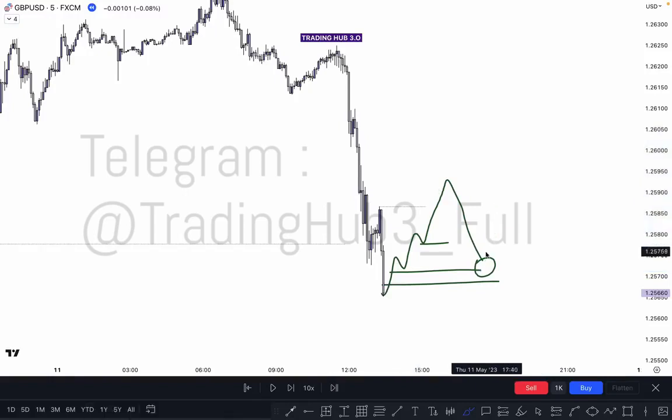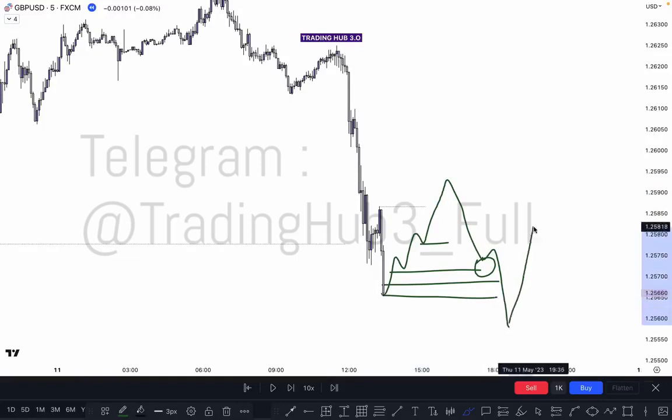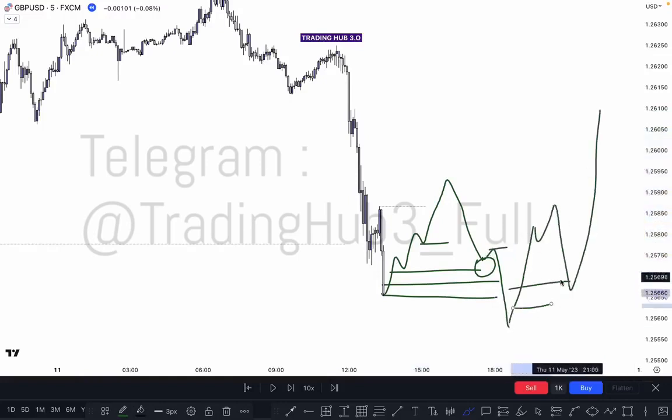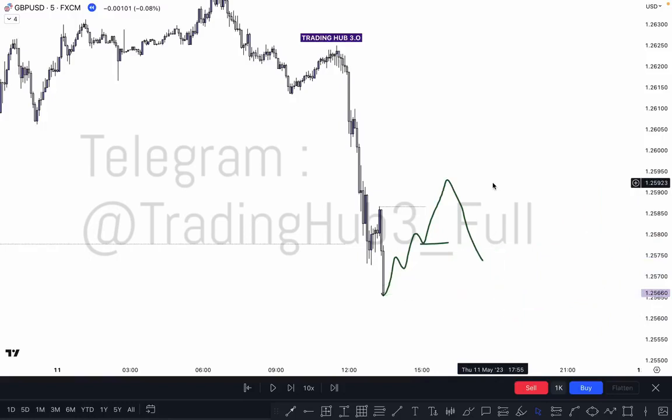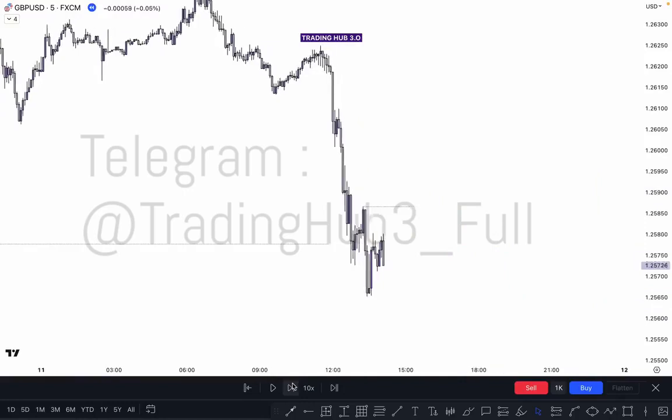But what happens if the market again pushes downside and breaks this low and again breaks this high? Then you have to buy here. Now you can buy here at this point. So this is a valid entry for the buy, and this is invalid, right? I hope you understand. So let's see what happened next after this one. Then we can understand very easily, right?